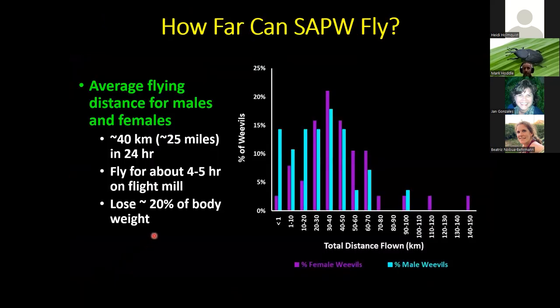And what we've found is really quite striking. These weevils are very strong flyers. At least in the laboratory, they can fly on average maybe up to 25 miles in a 24-hour period. They'll lose about 20% of their body weight over that time, and they can fly consistently for about 4 to 5 hours before they run out of juice and slow down.